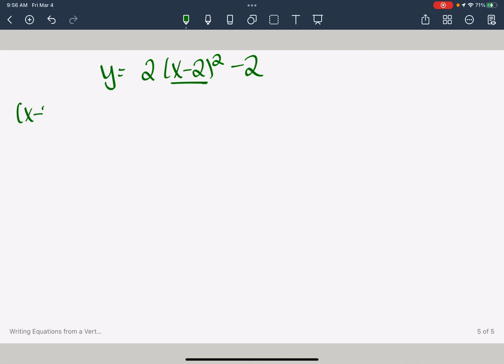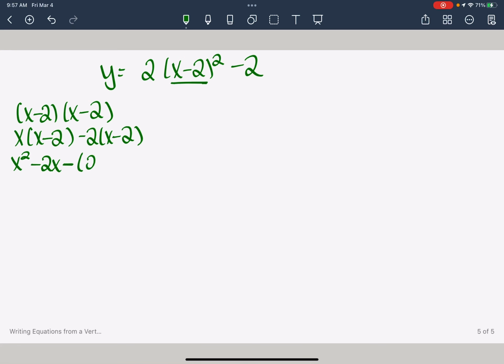So I have x minus 2 times x minus 2. So that'll be x times x minus 2 minus 2 times x minus 2. So that'll be x squared minus 2x minus 2x plus 4. So that'll be x squared minus 4x plus 4. So now let's plug that in.